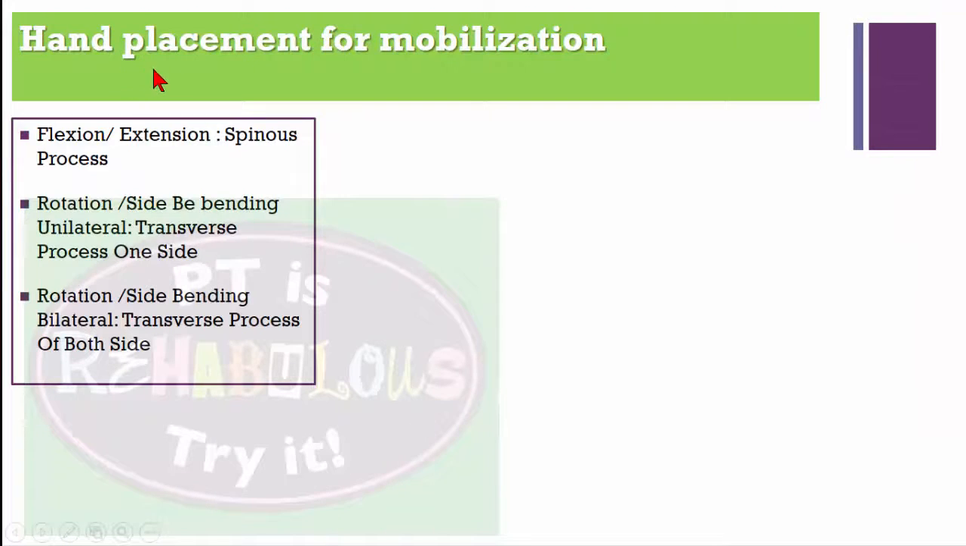Let's learn hand placement for mobilization. For flexion and extension, use the spinous process. For rotation and side bending, unilaterally, use the transverse process on one side. For bilateral, you have to keep your hands bilaterally on your transverse processes. This will be very easy to learn on your spine model.